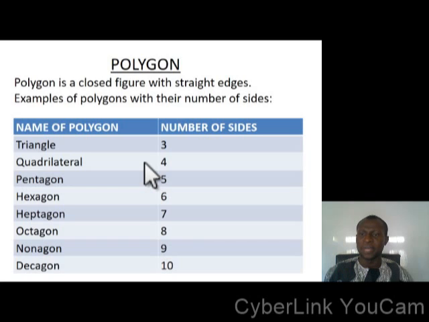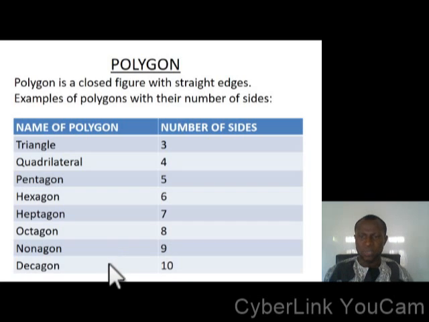Quadrilaterals. Then the one with 5 sides is called a pentagon. Any polygon with 5 sides, we call it what? Pentagon. Then the one with 6 sides is called a hexagon. The one of 7 sides is called a heptagon. The one of 8 sides is called an octagon. The one of 9 sides is called a nonagon. And the one with 10 sides is called a decagon.